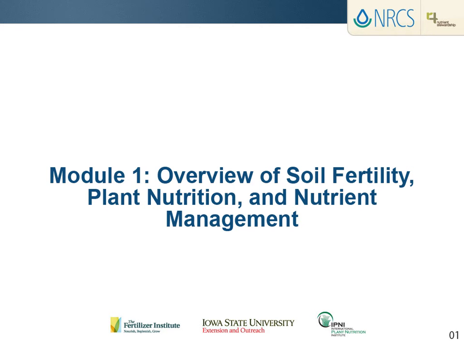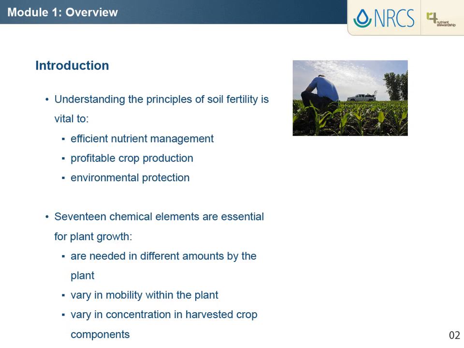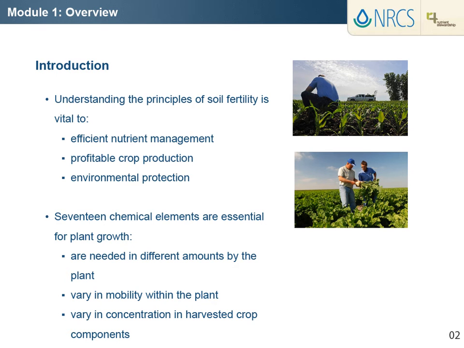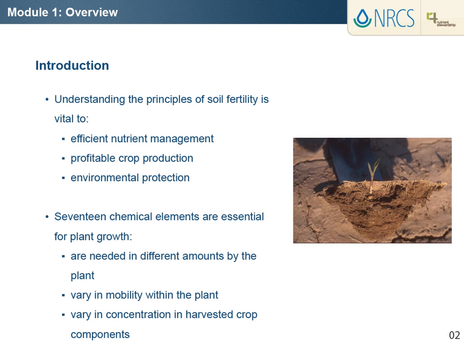nutrient management recommendations. Understanding the principles of soil fertility is vital to efficient nutrient management, crop production, as well as environmental protection. There are 17 chemical elements known to be essential for plant growth, and 14 of these elements come from the soil. Each essential plant nutrient is needed in different amounts by the plant, varies in mobility within the plant, and varies in concentration in harvested crop components.